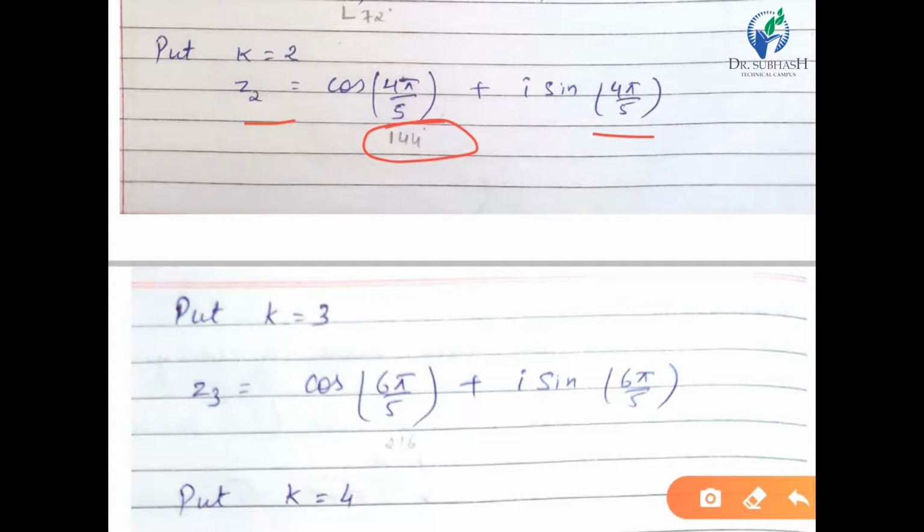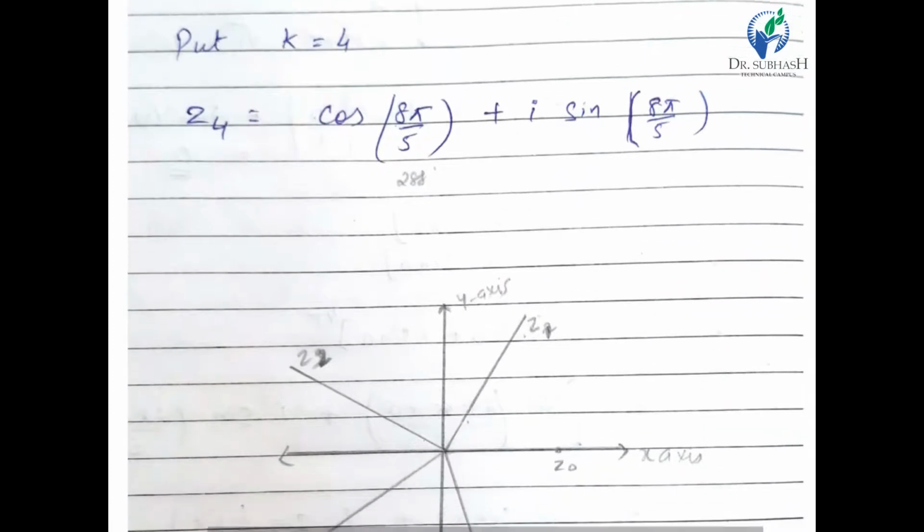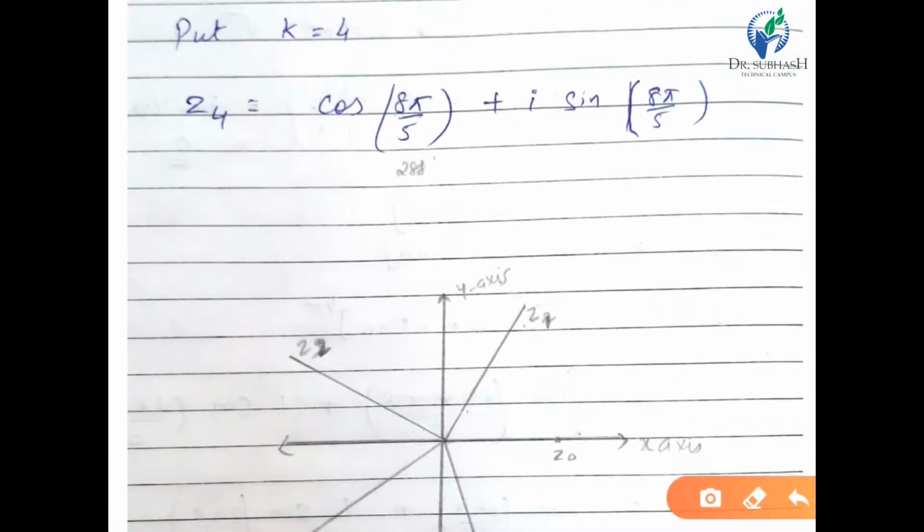Now we substitute k equal to 3. So z3 equal to cos 6 pi by 5 plus I sin 6 pi by 5. 6 pi by 5 is approximately 216 degree. Now lastly we put k equal to 4. Putting k equal to 4, we get z4 equal to cos 8 pi by 5 plus I sin 8 pi by 5. Again 8 pi by 5 is approximately 288 degree.